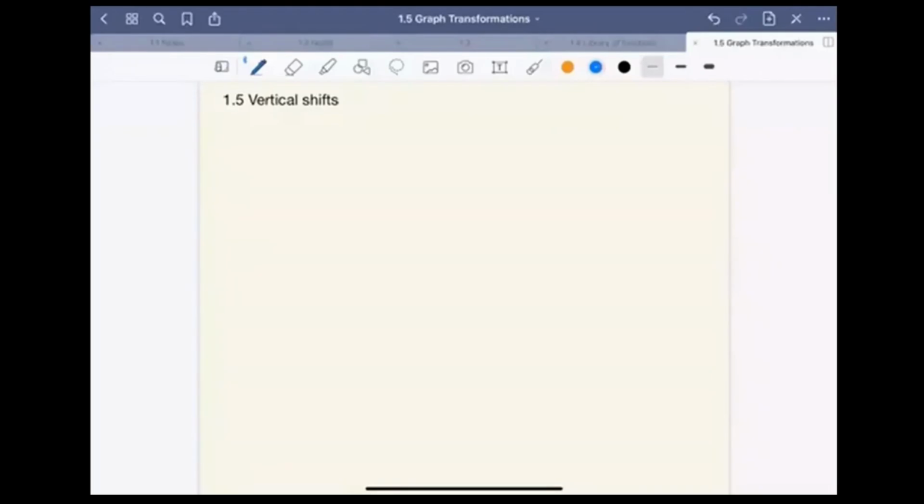All right, welcome back. We're going to look at vertical shifts. Okay, so vertical shifts, not too much, they're actually, I would say, even easier than horizontal shifts.